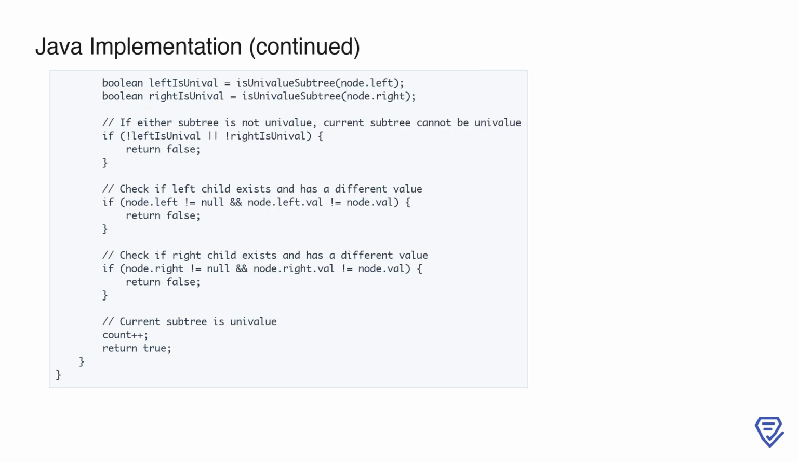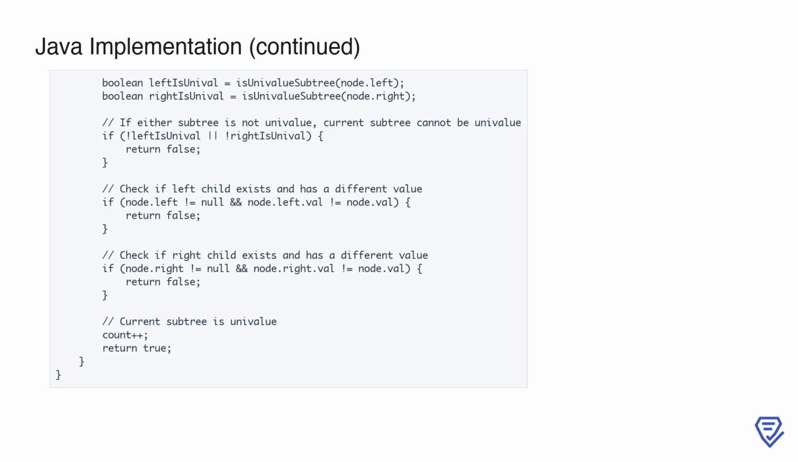The helper method continues by recursively calling itself on the left and right children of the current node. The results are stored in the variables left_isUnival and right_isUnival. If either of these subtrees is not a Univalue subtree, the current subtree cannot be Univalue, so we return false.